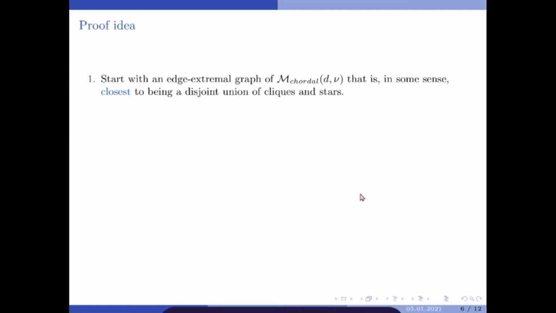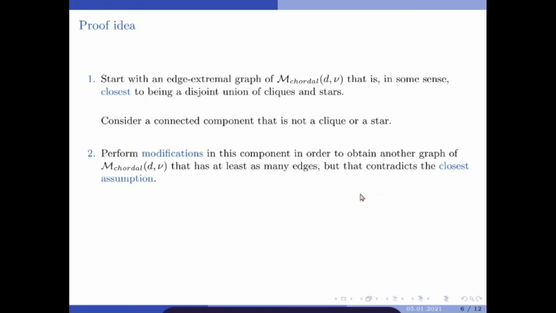If you look at the proof from really far above, what we do is the following. We start with an edge extremal graph that in some sense is closest to being what we want. This means that among all the edge extremal graphs, I choose the one that has more connected components that are stars and also the maximum number of connected components. Then I look at a component that is not a clique nor a star. We know this exists because that's exactly our problem here. Then I want to perform some modifications in this component in order to obtain another graph that has at least as many edges, but contradicts the closest assumption that I made in the beginning.